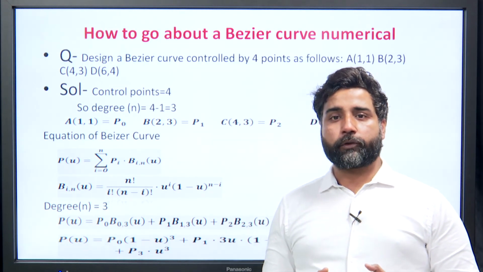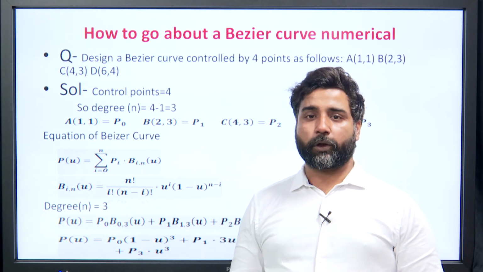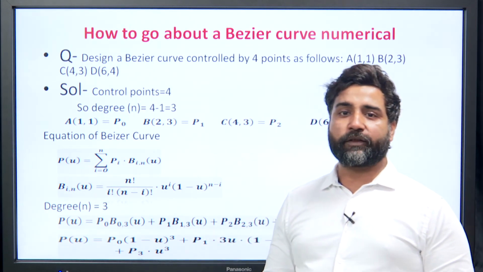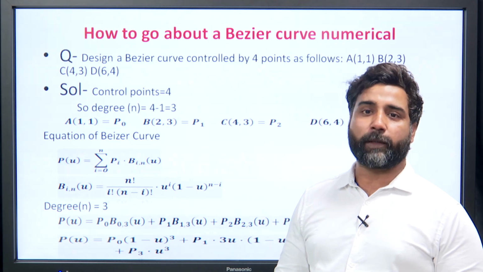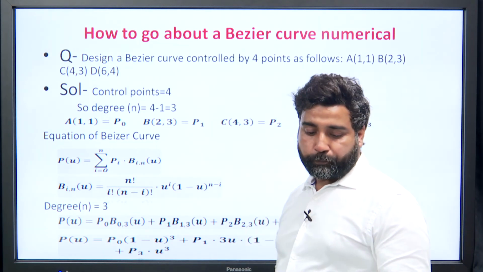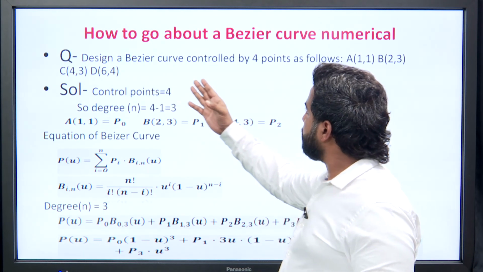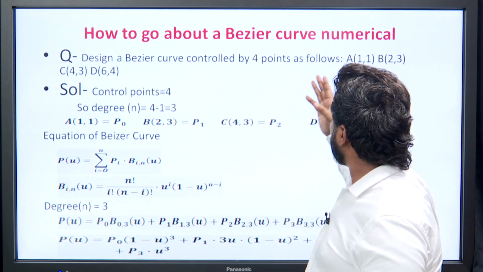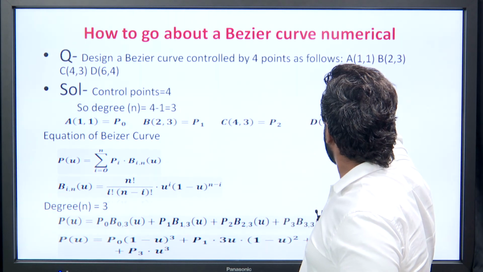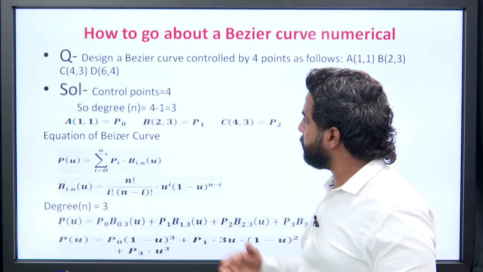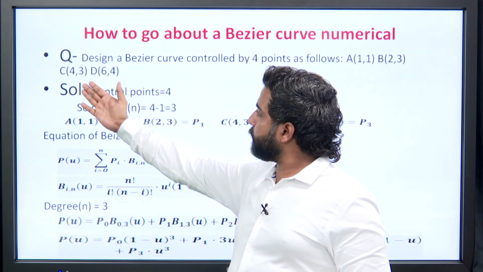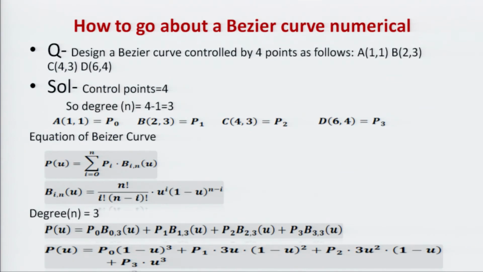Now, we will see how to solve a numerical. We will follow a few steps and we can easily solve a numerical based on the cubic Bezier curve. Here the question goes like this: design a Bezier curve controlled by 4 points as follows. The first point is A (1,1), second point is B (2,3), next point is C (4,3), then D is (6,4). Here we see that 4 points are there, so it is a cubic Bezier curve. Cubic, it has 4 control points.